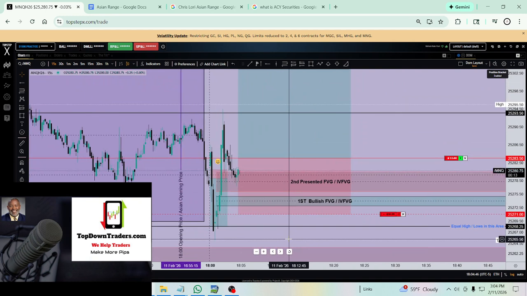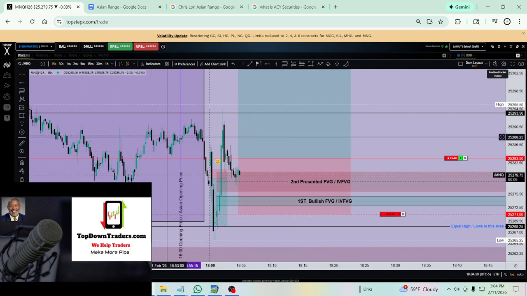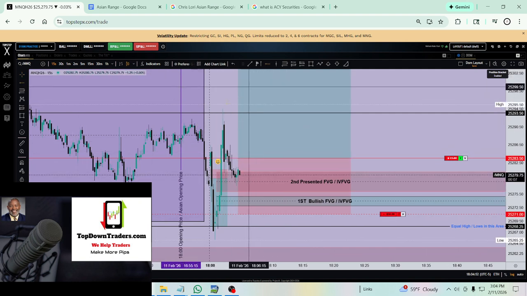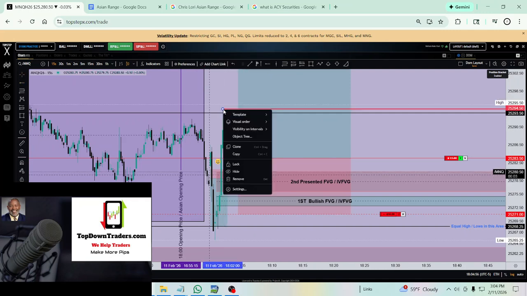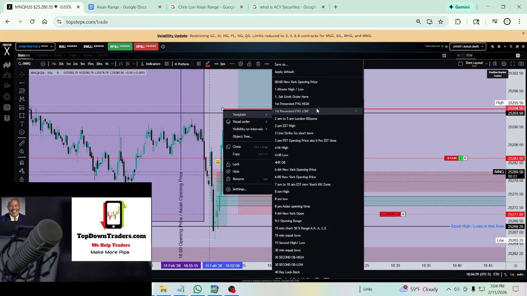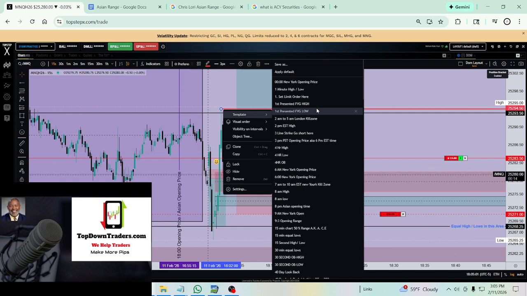Now I'm going to call out what I see here as quickly as I can, because again, each one of these candles prints on a 15-second interval.